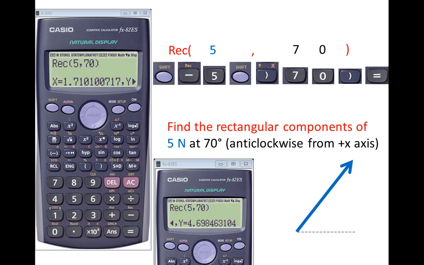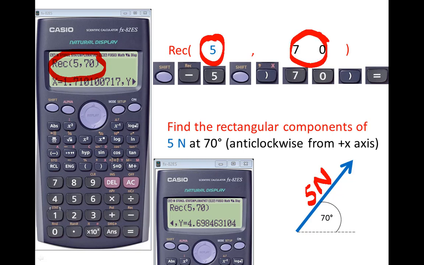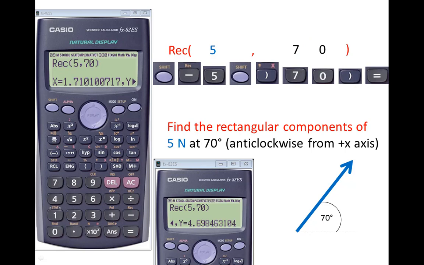In a previous movie, we learned how to use the rectangular function on the scientific calculator. Rectangular coordinates mean x and y coordinates. So here we are finding the x and y coordinates of a 5 Newton vector acting at 70 degrees clockwise from the positive x. And how do we put that into our calculator?